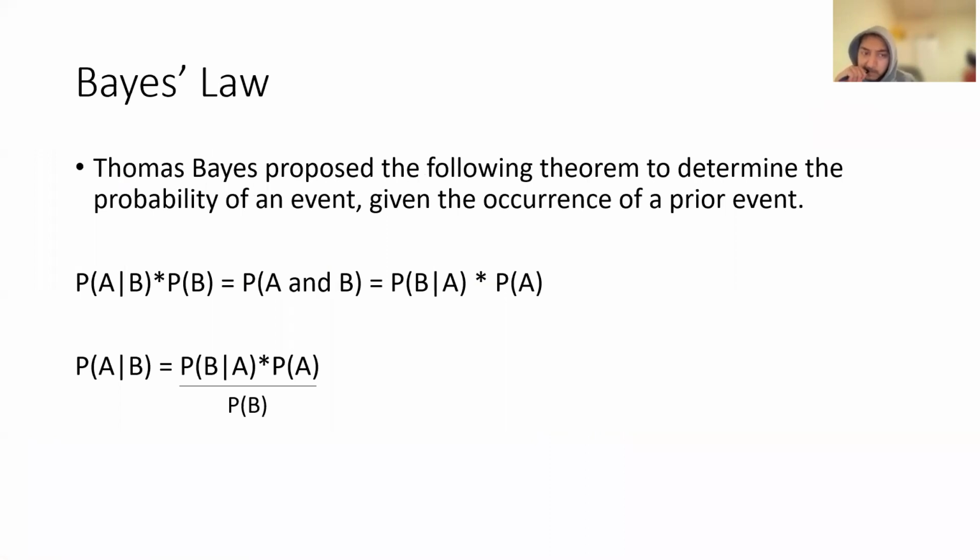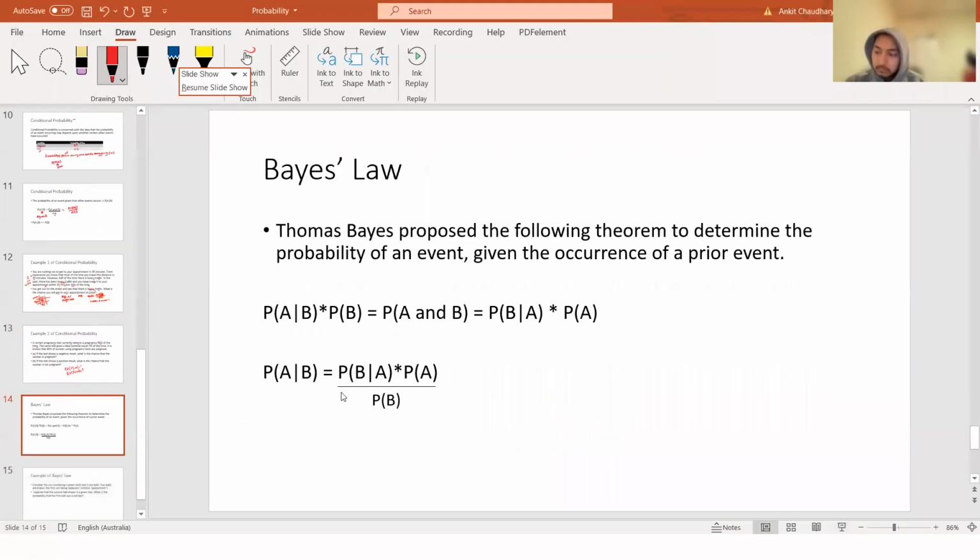So then we have Bayes law. What we did right now is what Bayes law says. Thomas Bayes proposed the following theorem to determine the probability of an event given the occurrence of a prior event. So what we did is called Bayes law. The probability of A given B is the probability of B given A times the probability of A, divided by the probability of B. This is the formula for Bayes law.